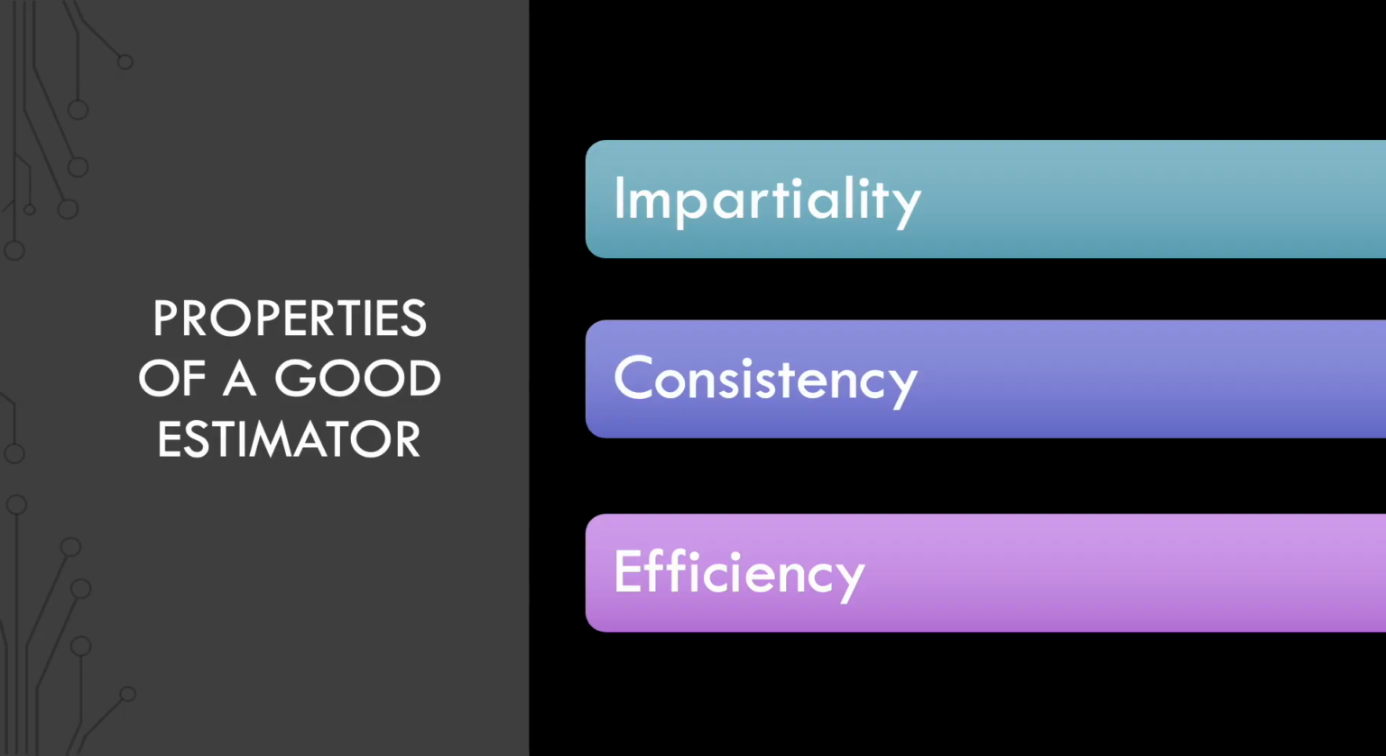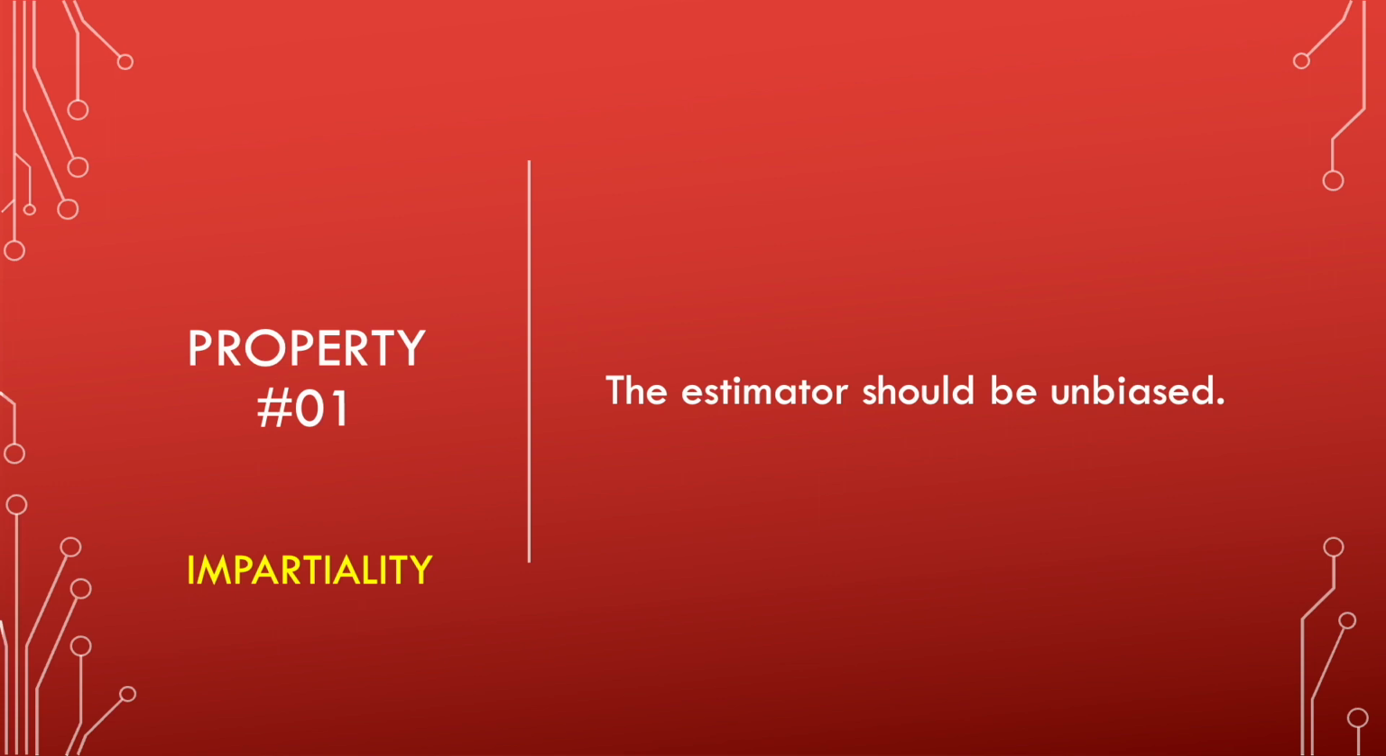Now that we know our estimates, ano nga ba ang properties ng isang good estimator? First, dapat impartial. Second, dapat consistent. And third, dapat efficient. First property, the estimator should be unbiased, meaning that the expected value or mean of the estimates obtained from the samples of a given size equals the parameter being estimated. Property 1 is associated with the mean of sampling distribution of the samples. When this mean equals to the parameter being estimated, then we can say that the estimator is unbiased.